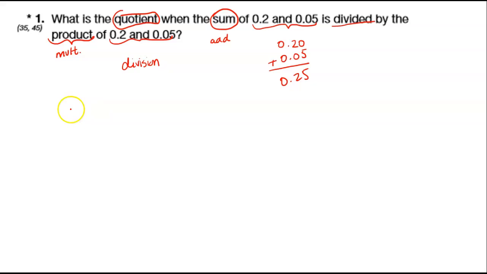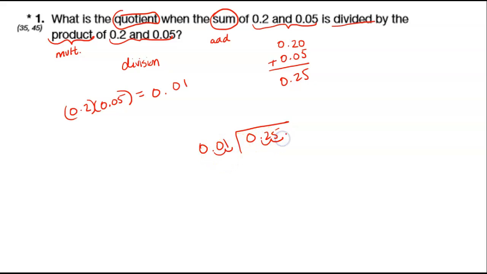So the product of 0.2 and 0.05 is 0.01. And so I'm dividing this by this. If I were doing this longhand, I would move this twice, and it's 25. So 0.25 divided by 0.01 is 25, like I said. So the answer is 25.